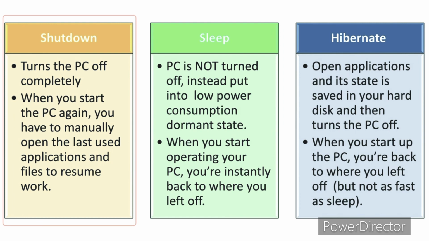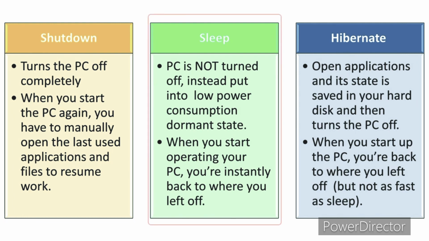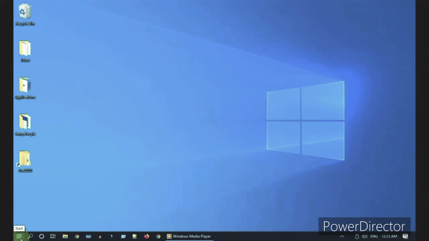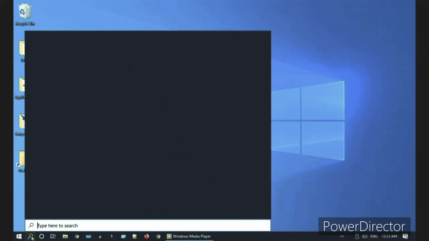In sleep mode, the PC is not turned off. However, it is put into a low power consumption dormant state. When you start operating your PC, you're instantly back to where you left off. On the other hand, Hibernate saves the open applications and their current state on your hard disk, and then turns the PC off. When you start up the PC again, you're back to where you left off, but not as fast as sleep. Please remember, Hibernate might not be available for all PCs.